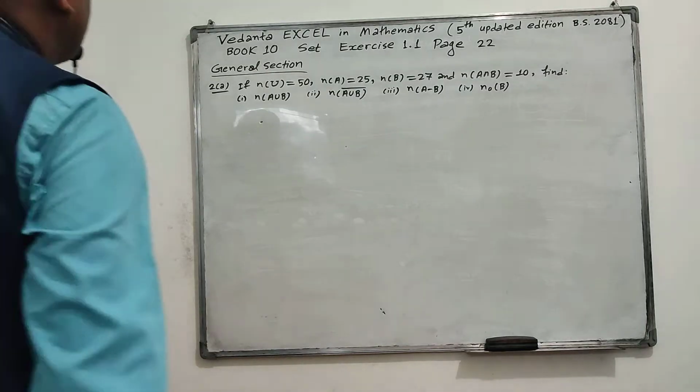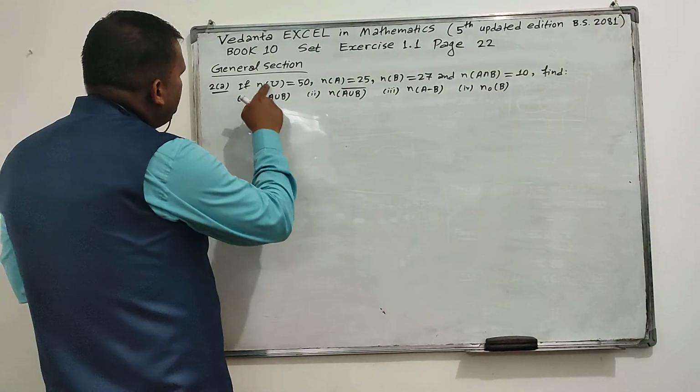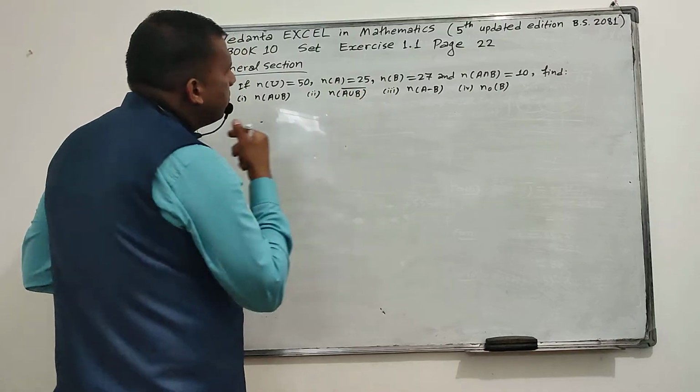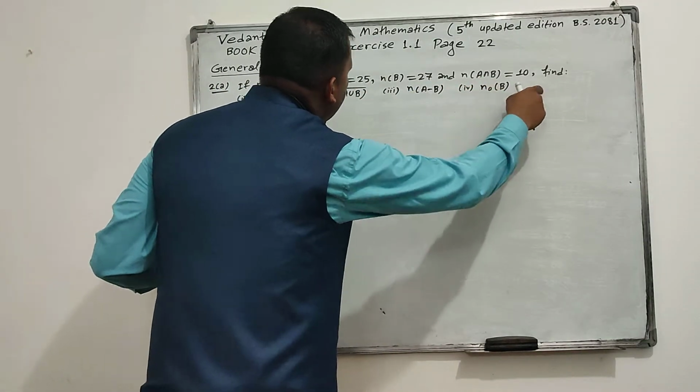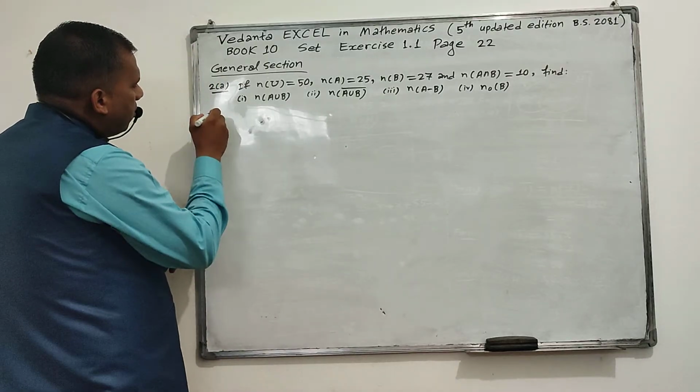Now next question, 2a. If number of u is 15, number of a is 25, number of b is 27, number of a intersection b is 10, find the following. Now it's solution.